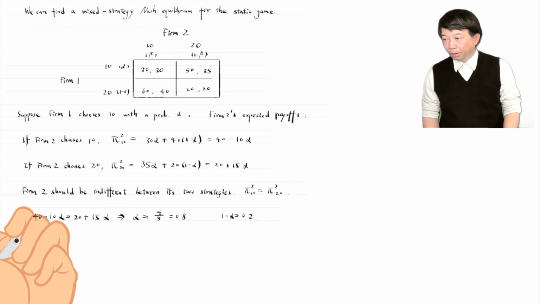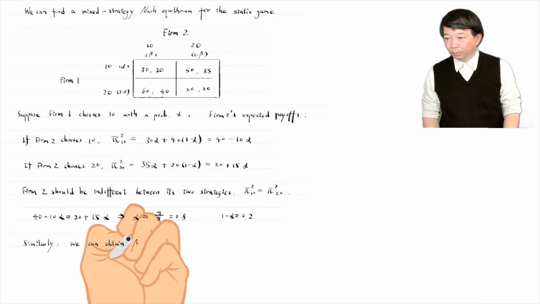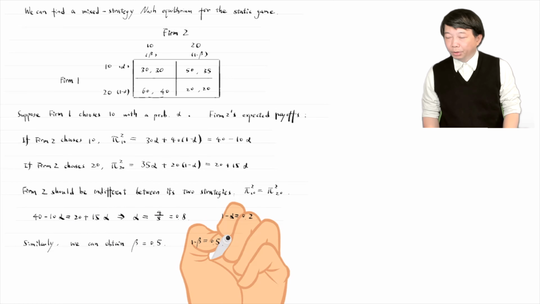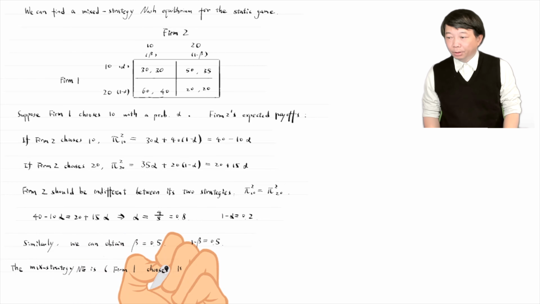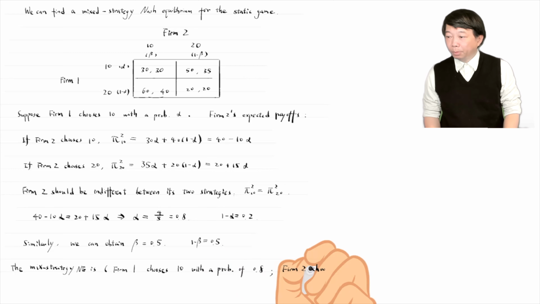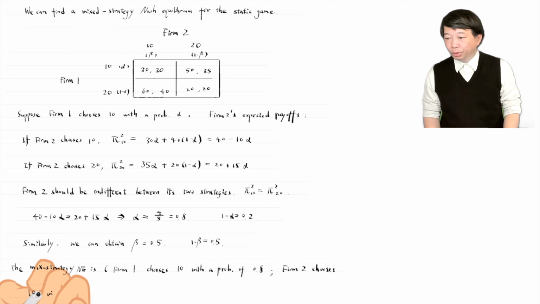The same reasoning gives beta, the probability at which firm 2 chooses 10, which is 0.5. The mixed strategy Nash equilibrium is that firm 1 chooses 10 units with a probability of 0.8, and firm 2 chooses 10 units with a probability of 0.5.